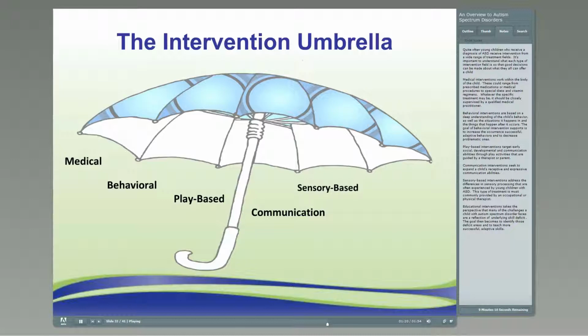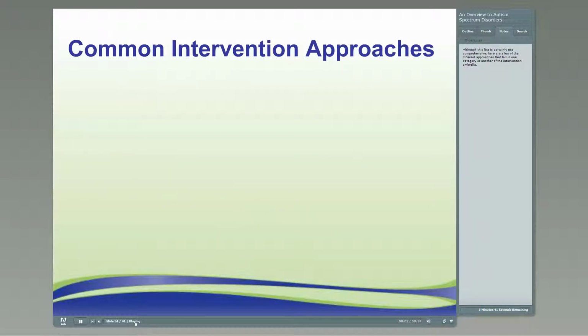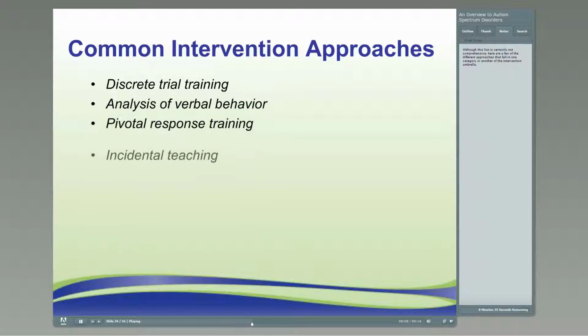Sensory-based interventions address the differences in sensory processing that are often experienced by young children with autism spectrum disorders. This type of treatment is most commonly provided by an occupational or physical therapist. Educational interventions take the perspective that many of the challenges a child with autism spectrum disorder faces are a reflection of underlying skill deficits. The goal then becomes to identify those deficit areas and to teach more successful adaptive skills. Although this list is certainly not comprehensive, here are a few of the different approaches that fall into one category or another of the intervention umbrella.